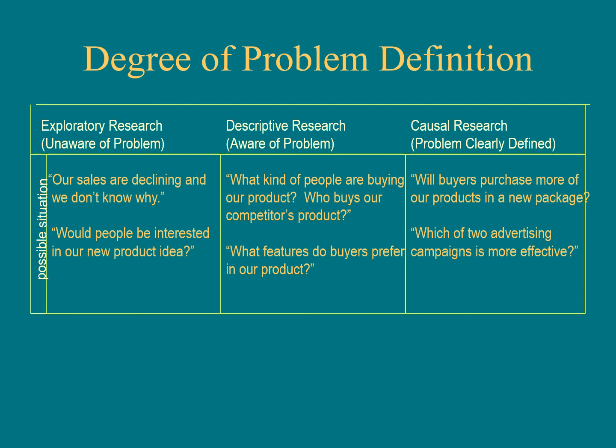Then the third type is causal research. The problem is clearly defined. Will buyers purchase more of our products in a new package? Which of two advertising campaigns is more effective? So in causal research, we try to understand cause and effect. Causal research is conducted to identify cause and effect relationships among variables.